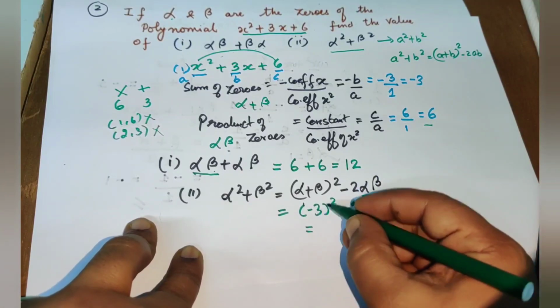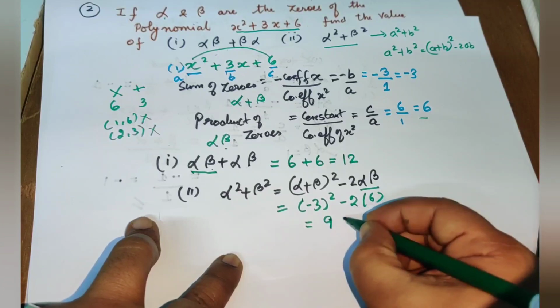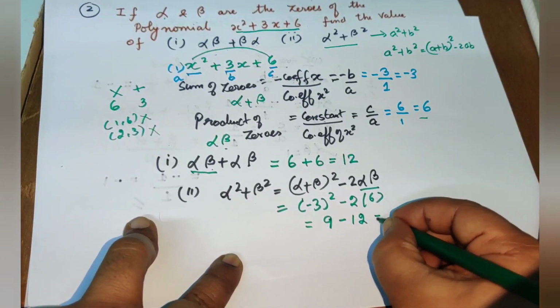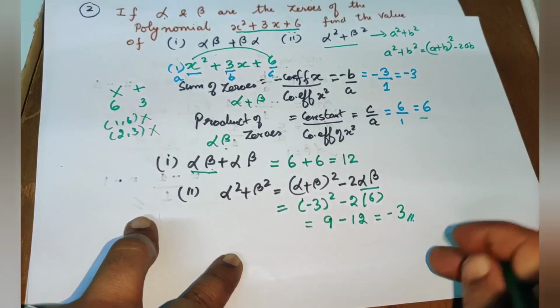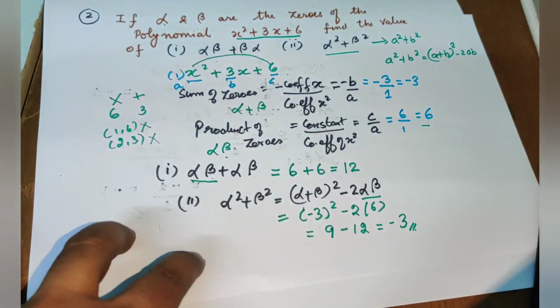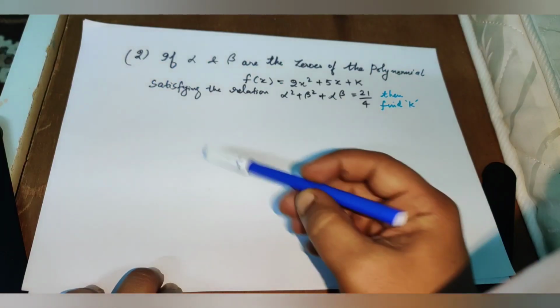Now, minus 3 the whole square. It is not minus 3 square, it is minus 3 the whole square: minus 3 into minus 3 is nothing but 9, minus 2 sixes are 12. So 9 minus 12 is nothing but minus 3. I hope this is very clear. I have already done these identities yesterday. Kindly make sure that you have seen them. Next, we'll do the second question.